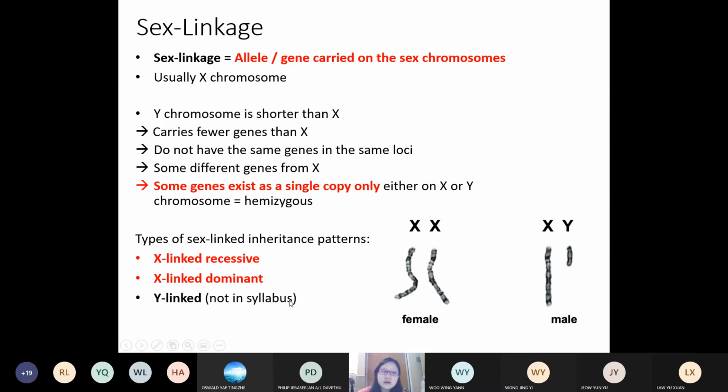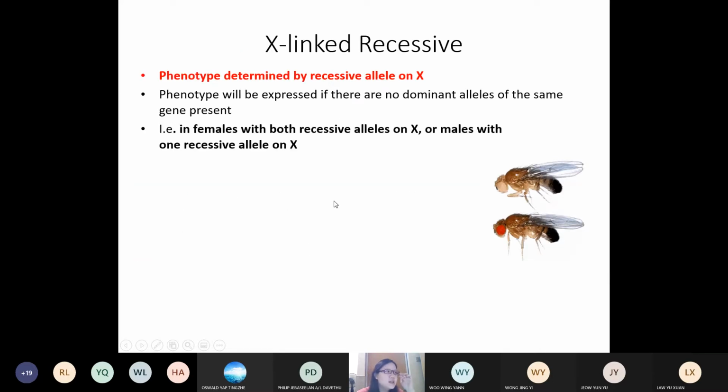Actually, Y-linked is a thing, but it's currently not in the syllabus, so we just ignore it for now. Okay, Y-linked we ignore. We just learn X-linked recessive and X-linked dominant. All right, let's talk about X-linked recessive.